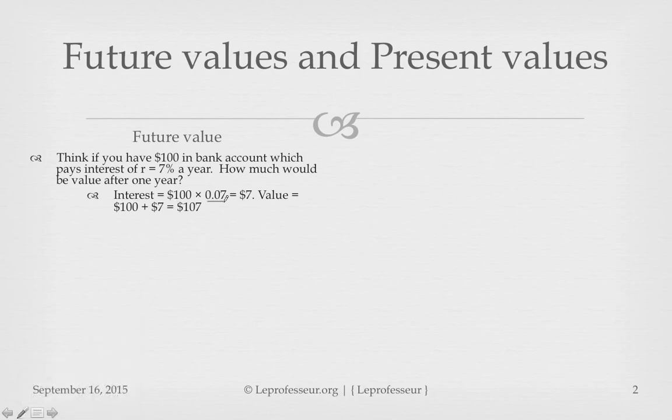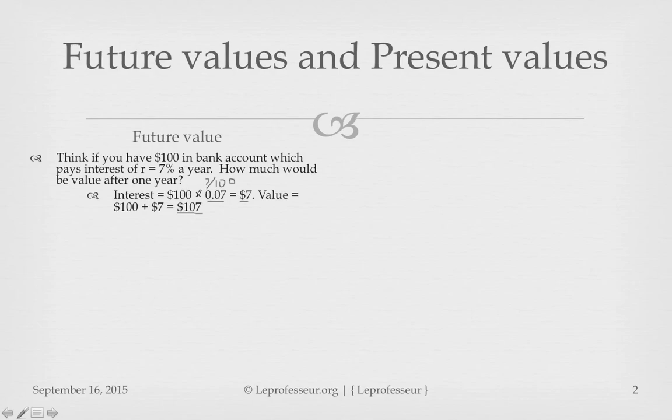Interest rate is 7%. 7 divided by 100 gives you 0.07, multiplied by 100. So $7 is your total interest. So what is the value? 100 plus 7 is $107 after 1 year. Okay, so that is your future value after 1 year.